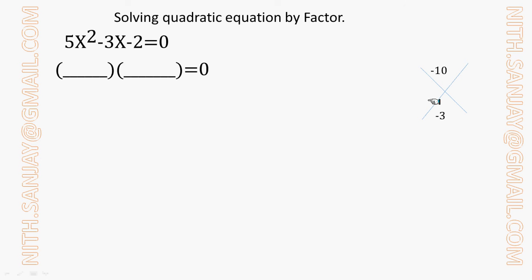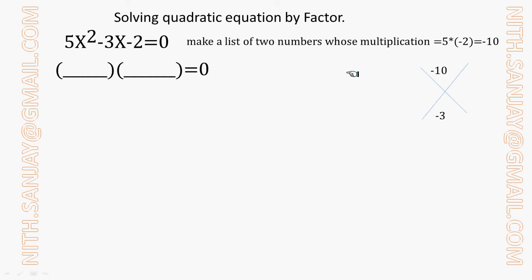So I will just repeat it. Here I will write the multiplication of c and a, and here I will write the coefficient of x, means b. So this is minus 10, this is minus 3. Now as we have done in the earlier example, I will make the list of two numbers whose multiplication is equal to a into c, means minus 10, right? Minus 10. So which can be those list?